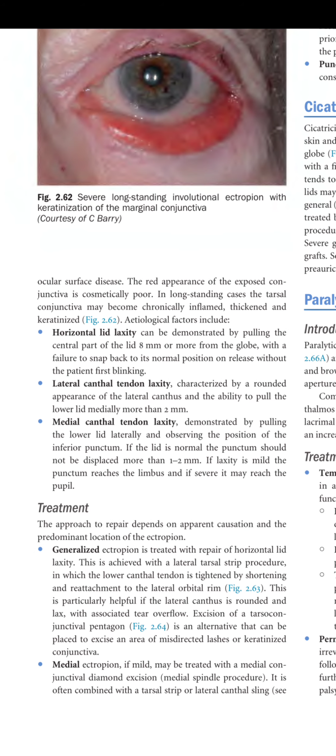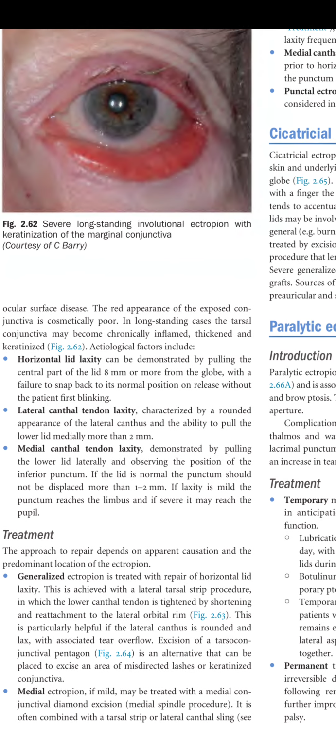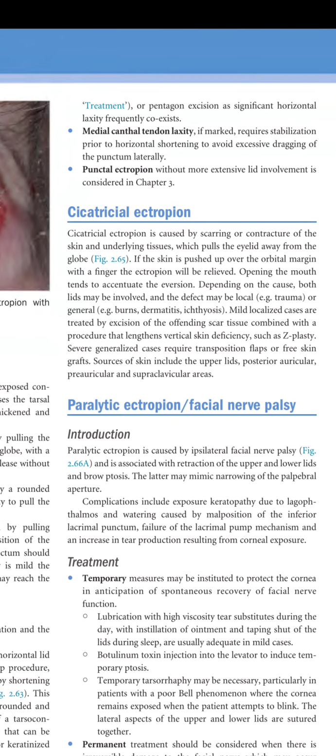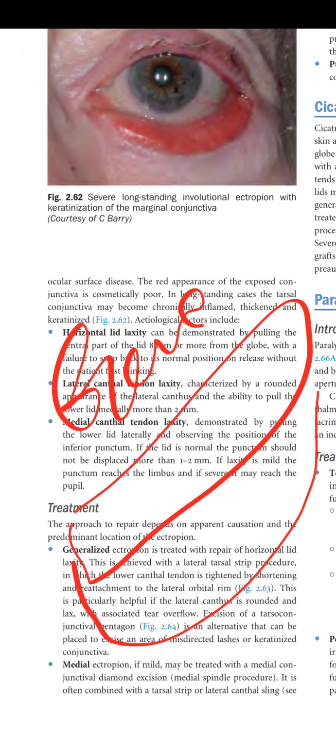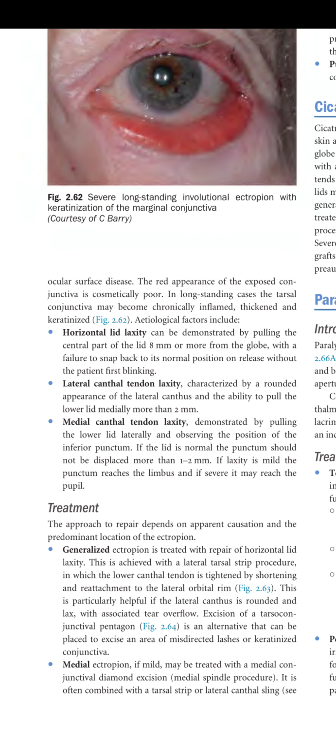Treatment. The approach to repair depends on the apparent causation and the predominant location of the ectropion: generalized ectropion, medial ectropion, medial canthal tendon laxity, and punctal ectropion. These are very important causes of ectropion. One should know the causes of ectropion to understand its treatment. Generalized ectropion means all of the lid is involved, all of the lid is everted. So in this case we will treat it generally.